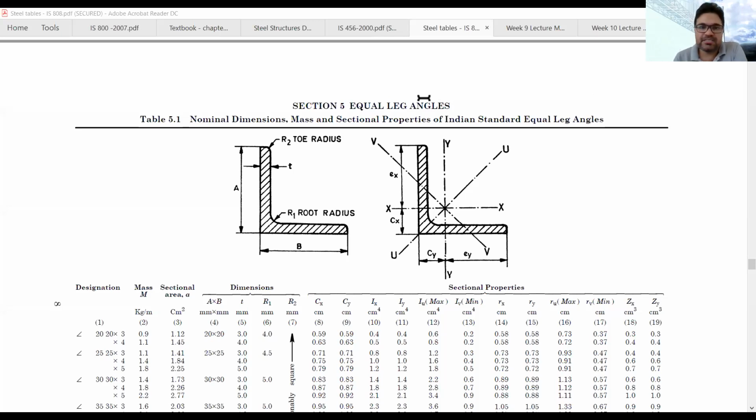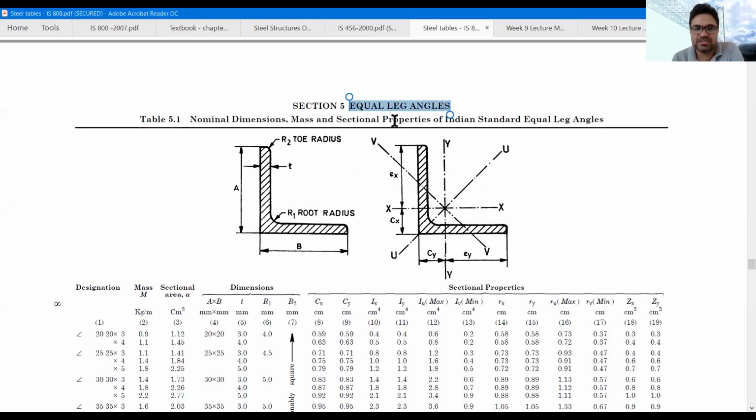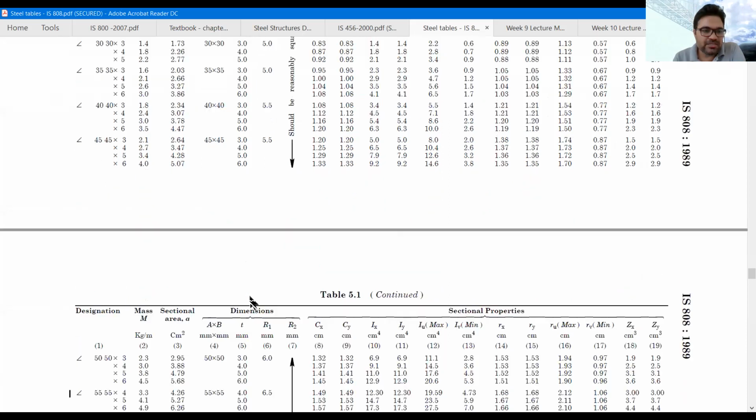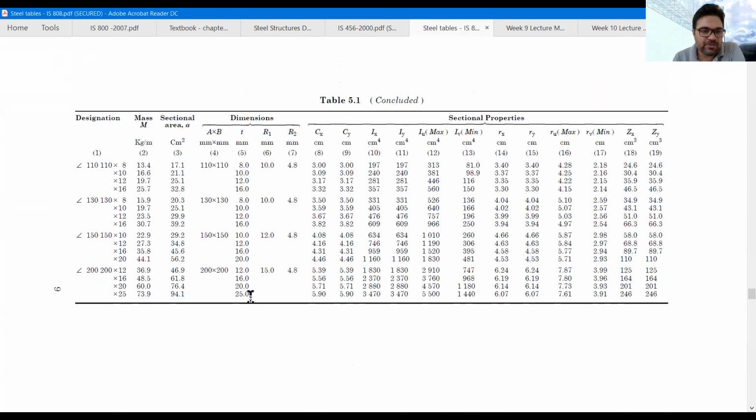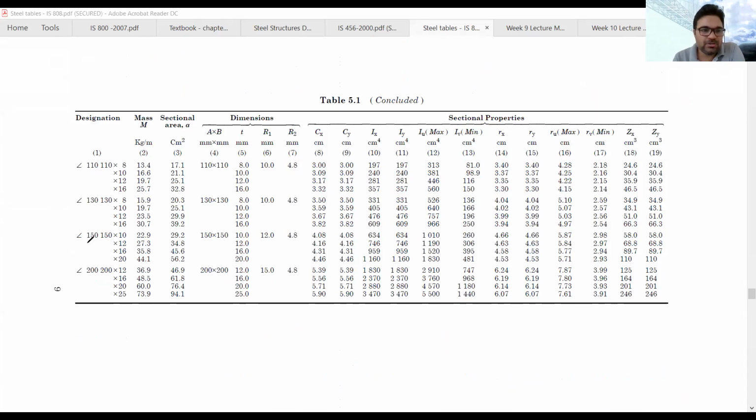In the steel table, we can see section 5 belongs to equal leg angles, and in our case, an equal angle section is given. If we scroll down, we have to find the properties for the 150 by 150. There you can see this one, 150 by 150 multiplied by 12. Corresponding to this line, all the properties belong to this angle section 150 by 150 by 12. In this case, the mass of the angle is given, the sectional area is given, okay, and the dimensions A and B are also given, and this one is the thickness.